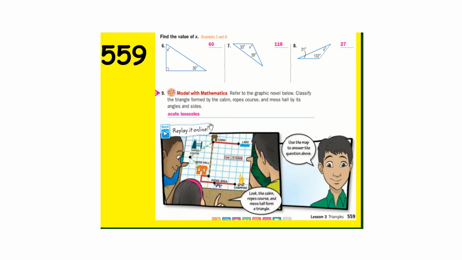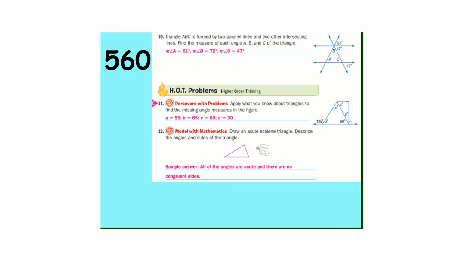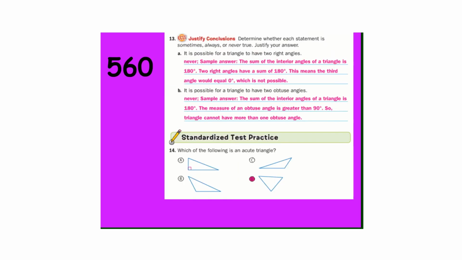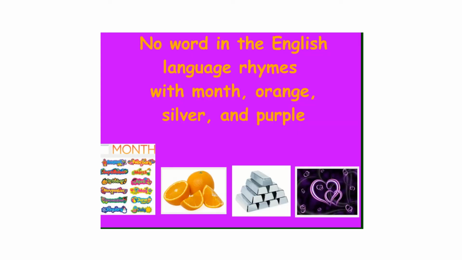Answers need to be exact. 60, 118, 27. Acute isosceles. Needing exact answers. Okay, and email me if you have any questions on any of the homework problems.